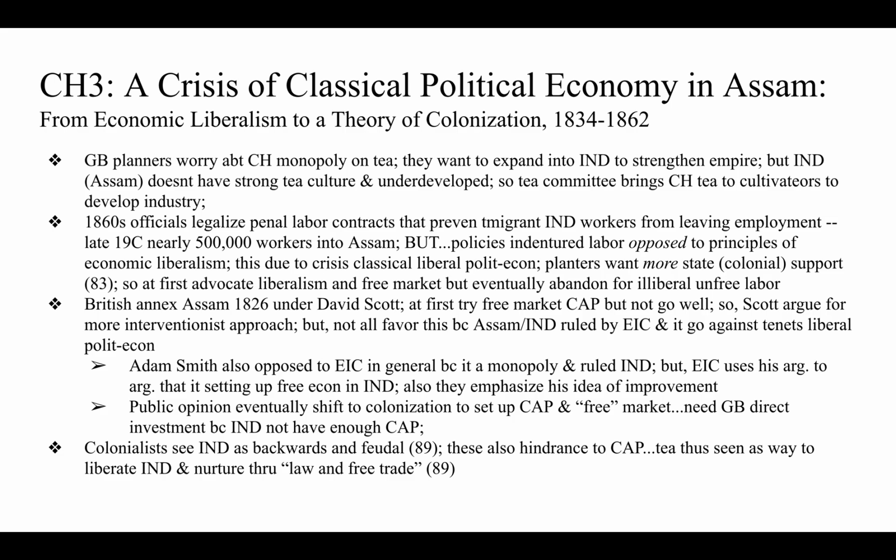And colonialists saw India as being backwards and feudal. This was also, they saw this as a hindrance to capitalism, of course. And so they thought that introducing tea there would be a way to kind of liberate India and to nurture the, quote, law of free trade.